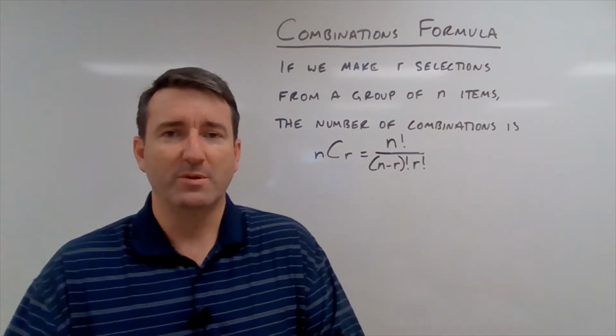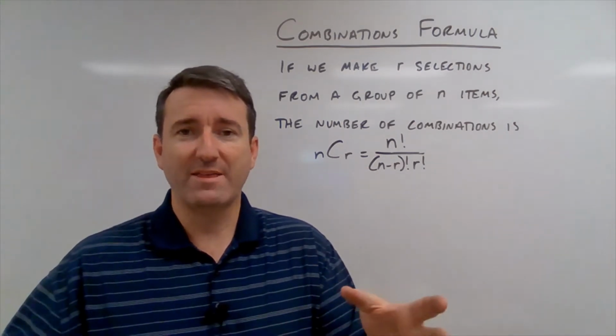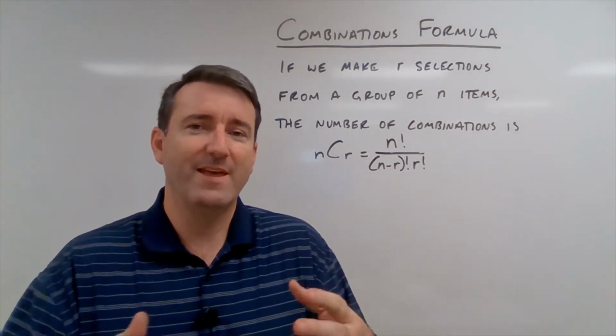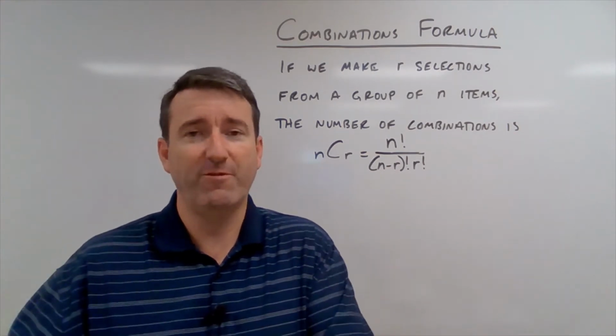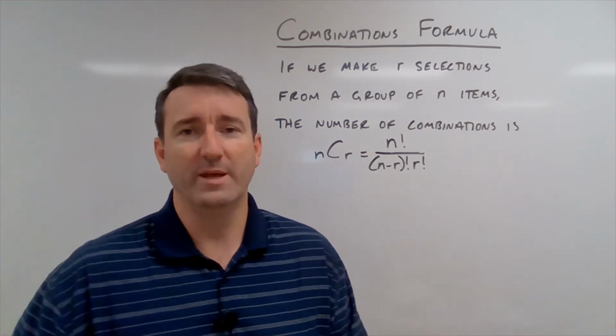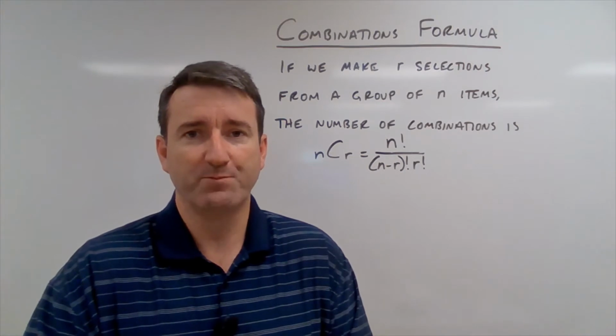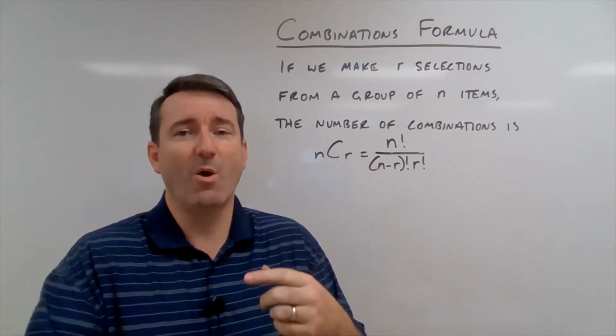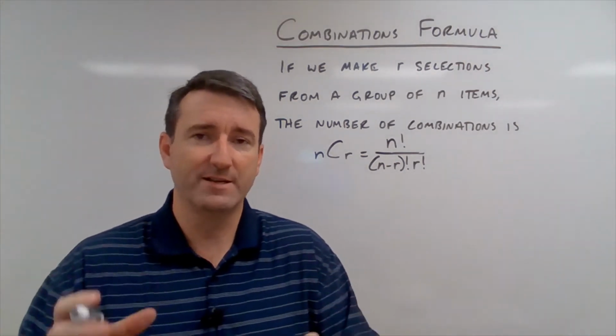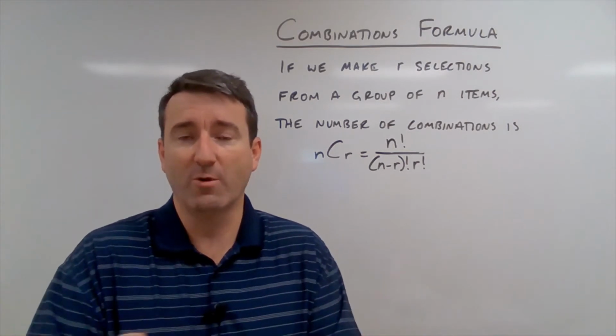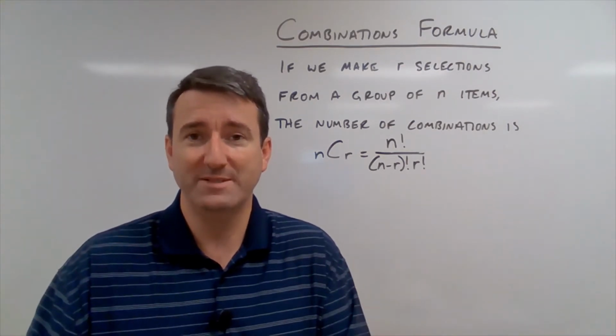In this example, we are told that there's a math club with 25 members, and they want to select a team of 4 to represent their club in the state championship. This is a combination because the order of the team doesn't matter. It doesn't matter how you arrange the 4 members of the team. They're still the same team.